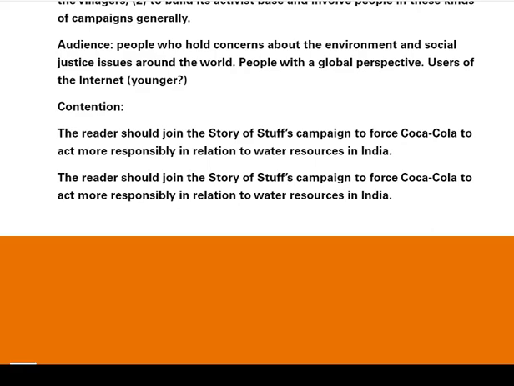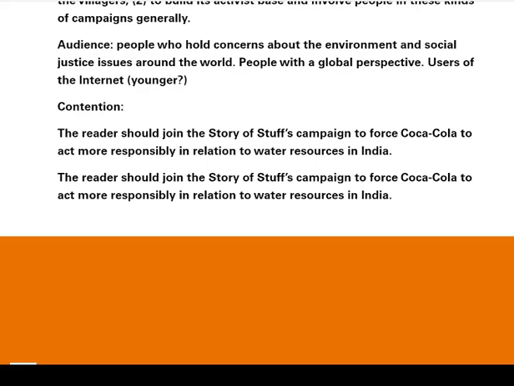And in this case, I think the contention is that the reader should join the Story of Stuff's campaign to force Coca-Cola to act more responsibly in relation to water resources in India. And I've got that there twice. I'm not sure why, except that it's important that you know exactly what the contention is here.